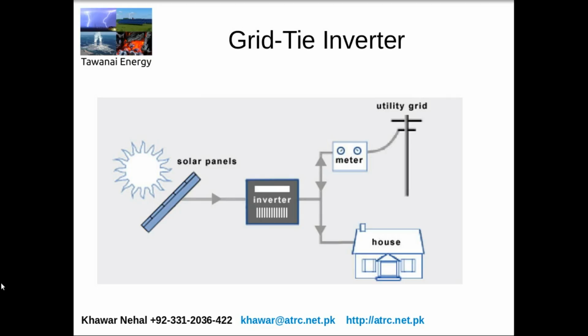So this is what it looks like. You've got solar panels, and this is a grid tie inverter. It powers electricity to the house, and since the voltage is higher, if the house doesn't use it, the electricity will go out of the meter into the grid, and the meter will go in reverse.